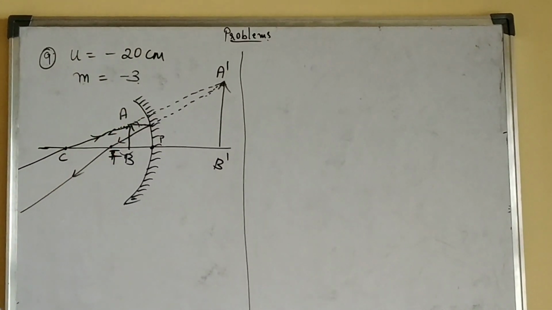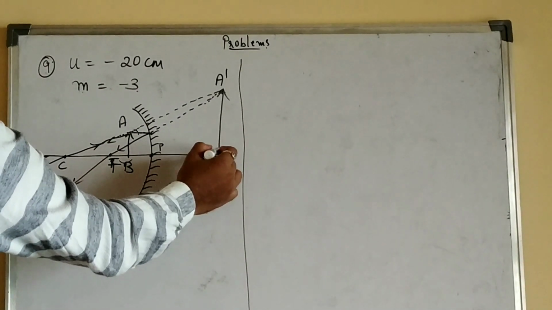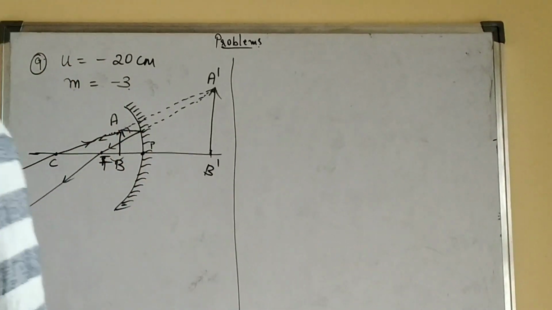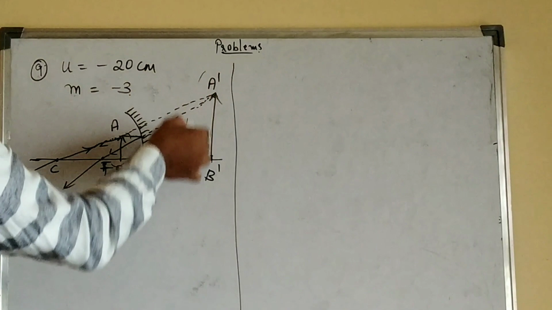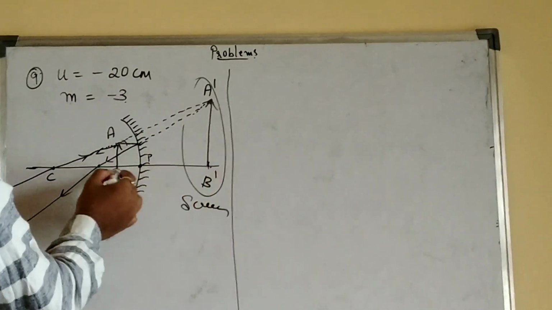What are they asking in the question? What is the distance of the image? How far is the screen from the object? Now see here, this itself is the screen. This is only the screen. How far is the screen from this object?